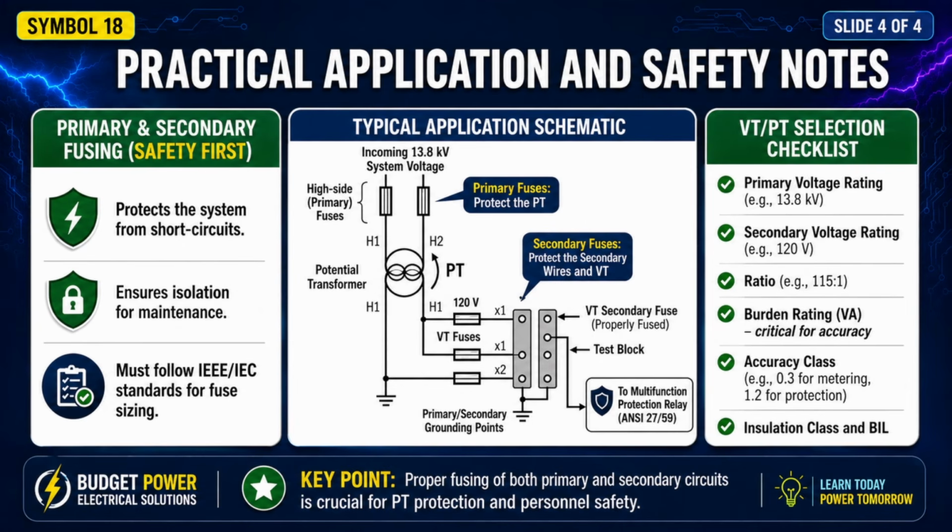When selecting a VT and PT, we must check the voltage rating, ratio, burden, accuracy class, and insulation rating. So remember, correct selection, proper fusing, and grounding are essential for safe and accurate VT and PT operation.